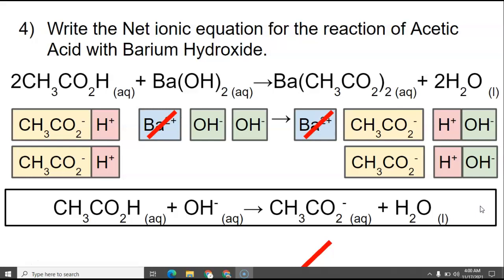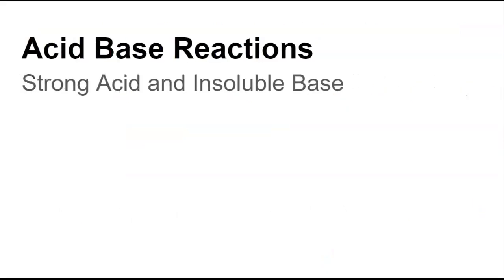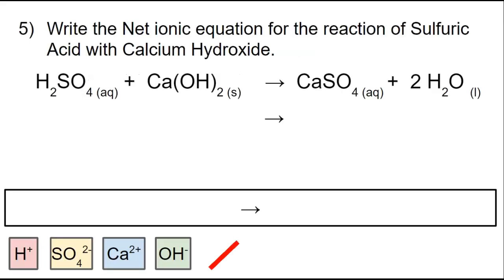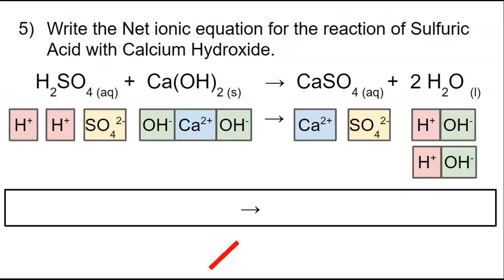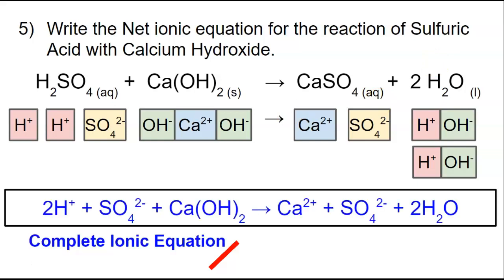All right, one last example. This one is with a strong acid but an insoluble base, so a base that does not dissolve. Go ahead and split things apart if you can. And this is what it looks like when they're split apart into their ions. Calcium hydroxide is insoluble according to the solubility chart, so we keep it together as a molecule. All right, that's the complete ionic equation for that.